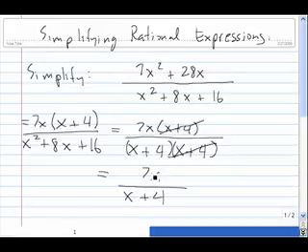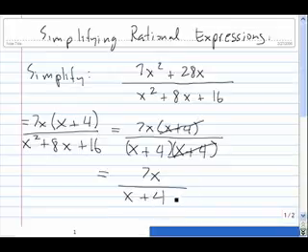So note that even though there's an x in the top and there's an x in the bottom, we cannot cancel these. Remember, we cannot cancel anything that's within a sum. We can only cancel things when they're being multiplied. So this x is part of the sum x plus 4. We cannot cancel any individual piece.